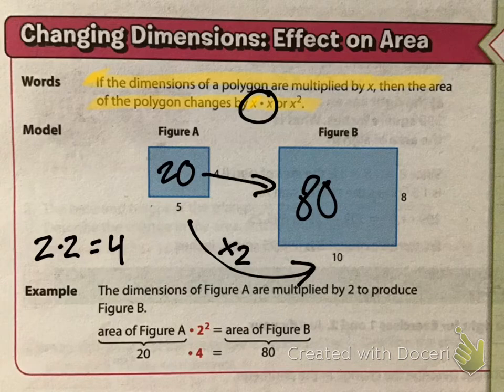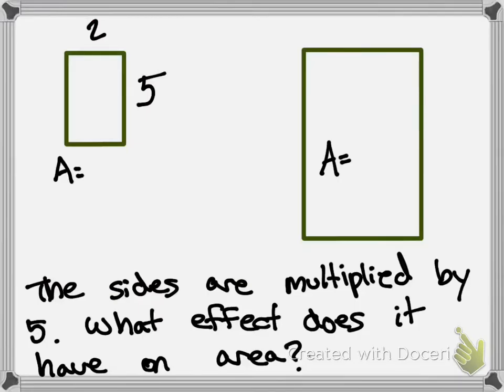And how do I get from 20 to 80? Times 4. So when we are multiplying this, our figure is going to be going up by our increased ratio squared. So what about here? What's my area for the first one, Malia? 10. The sides are multiplied by 5. What effect does it have on the area? If my sides are multiplied by 5, what are my new sides then?